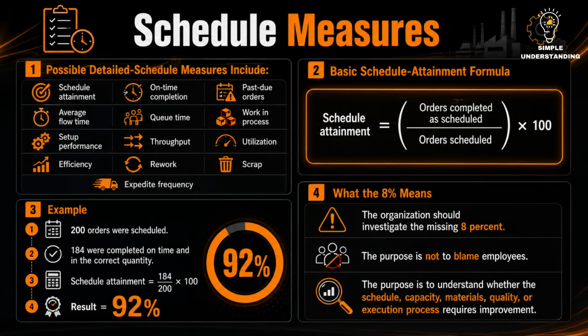The organization should investigate the missing 8%. The purpose is not to blame employees. The purpose is to understand whether the schedule, capacity, materials, quality, or execution process requires improvement.